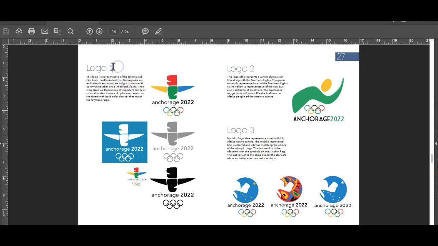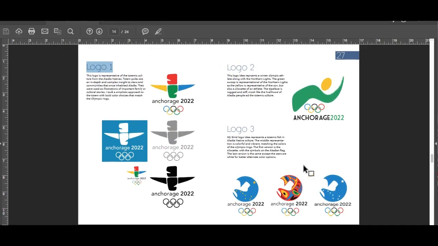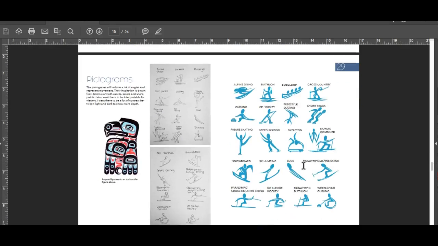Logo one here, instead of saying logo one, I would say final logo choice. Because right now it's saying logo one, logo two, logo three. The implication here, the confusion here, potentially is that, wait, there's three logos for the same Olympics. See what I'm saying? Okay, and then pictograms.